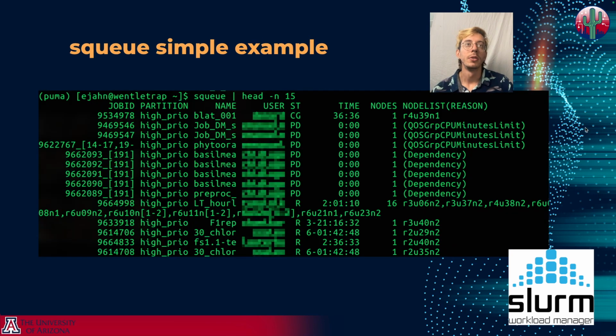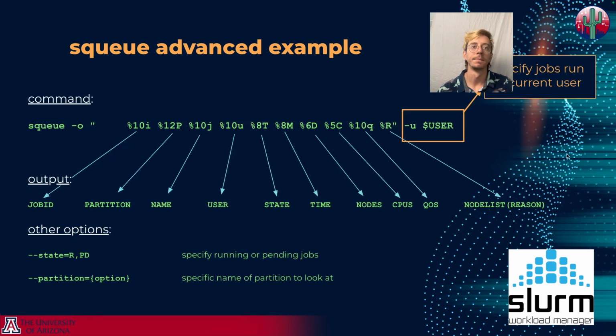Let's just take a look at the output for a second. So here is the output of the command where we pipe the output of SQ into head, and we got the top 15 lines. So at the time that I ran this, this is what it would look like. If you were to run it now, it would be different. So this is just an example to show you what it looks like.